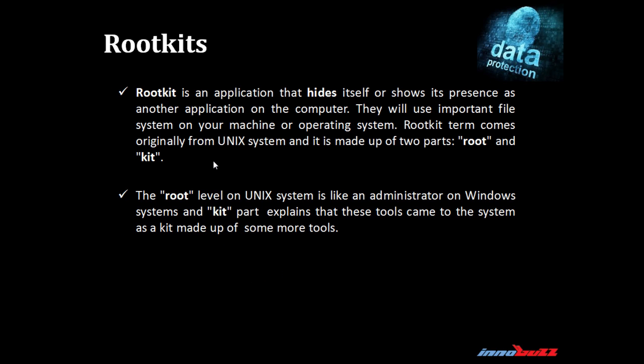Next, we shall look into the concept of rootkits. A rootkit is an application that hides itself or shows its presence as another application on the computer. It will use important system files on your machine or operating system. The term rootkit comes originally from Unix systems and is made up of two parts, root and kit. The root level on a Unix system is like an administrator on Windows systems, and the kit part explains that these tools came to the system as a kit made up of some other tools.